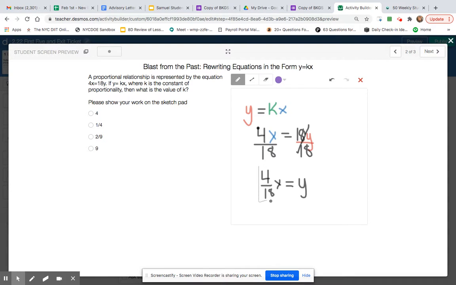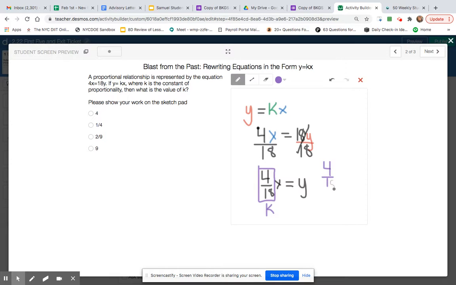So we solved for y. So I know my constant of proportionality is going to be 4 over 18 because this is going to be my k, right? y equals k times x. But notice I don't see any answer choices here that look exactly like this. That is fine. Use process of elimination. We can eliminate 4 and we can eliminate 9 because this fraction is less than 1. So we're only looking at 1 over 4 and 2 over 9. But first thing, you need to know what 4 over 18 is equal to.